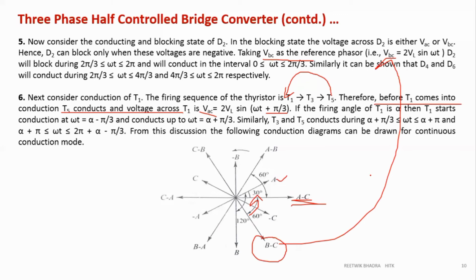Okay. So now how does this conduction take place? T1 starts conduction from alpha minus pi by 3 to alpha plus pi by 3. There is always an influence of alpha over here. And how does this pi by 3 come? The difference comes over here. So alpha minus pi by 3 to alpha plus pi by 3. Then after this point, which thyristor will conduct? T5. It starts conducting from alpha plus pi by 3 to alpha plus pi. And then the next from alpha plus pi to 2 pi plus alpha minus pi by 3.